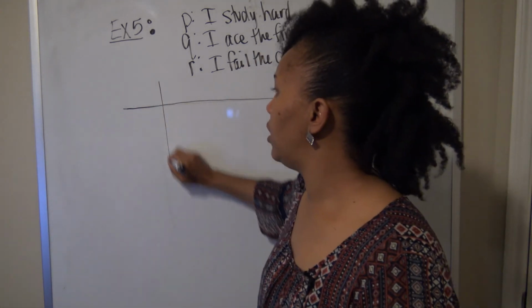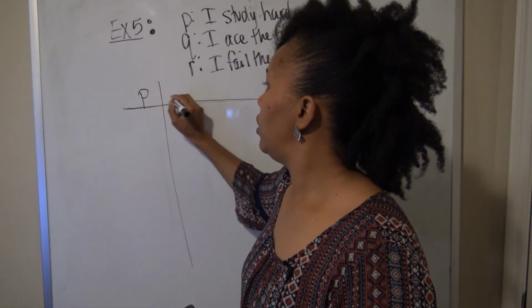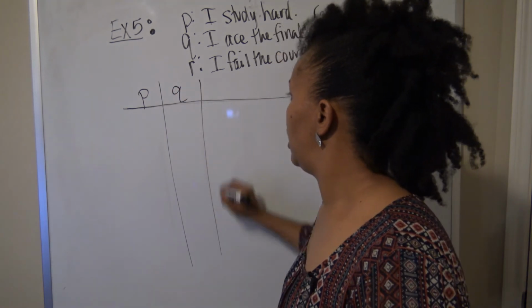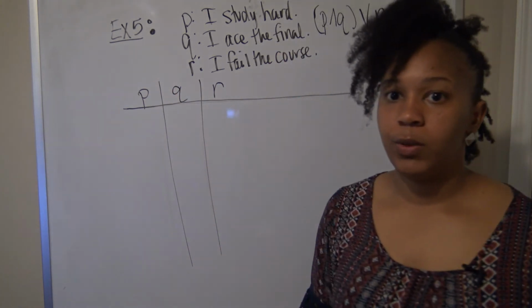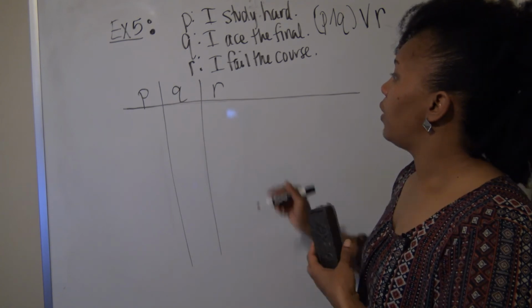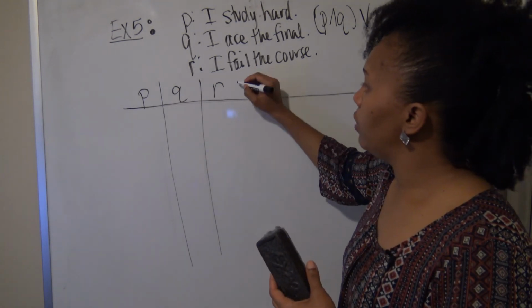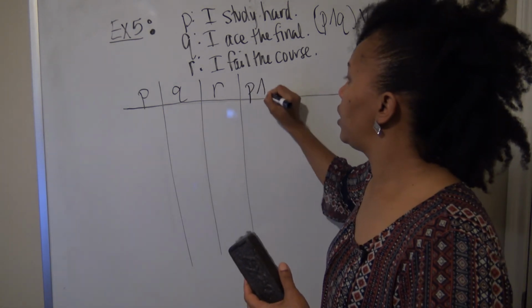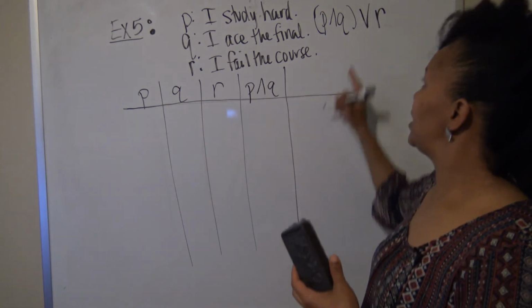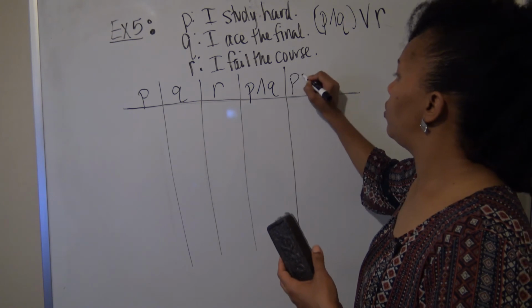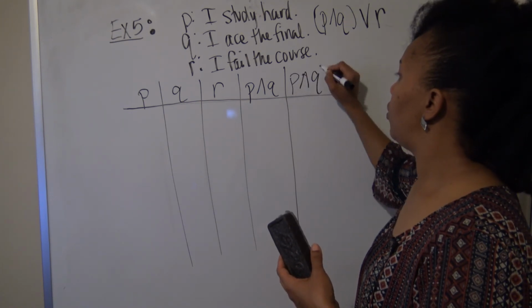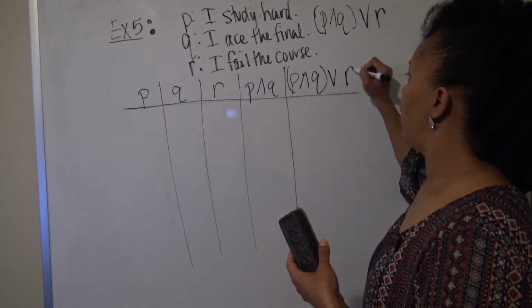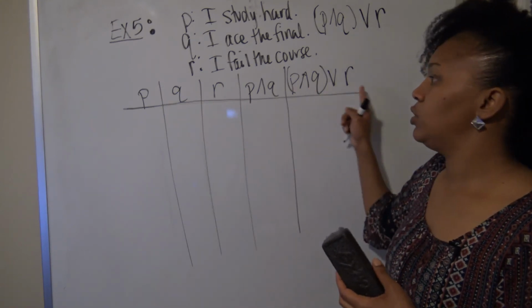And so you will set it up a little bit differently than you set up the last one with 2 statements. All right. So after I do P, Q, and R, my other headings would be P and Q. So I will need a P and Q heading. And then my last heading would just be the P and Q or R. Because I would just take those 2 and put them together.